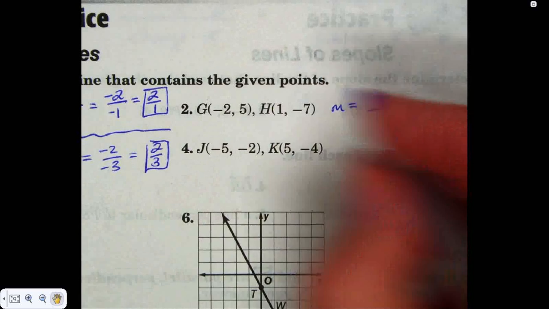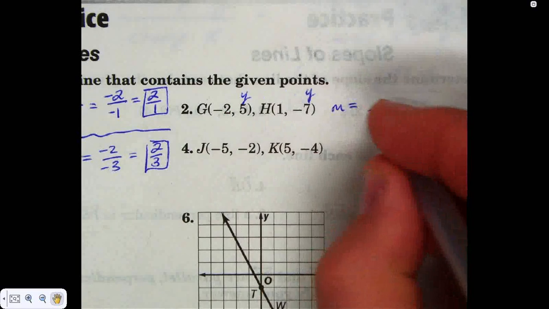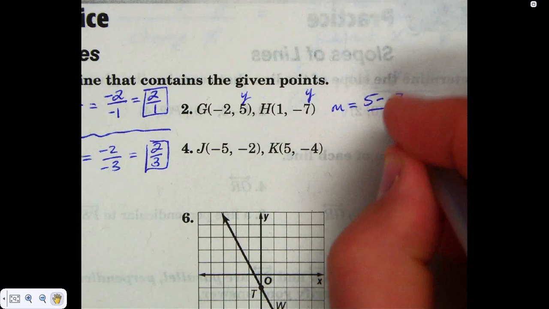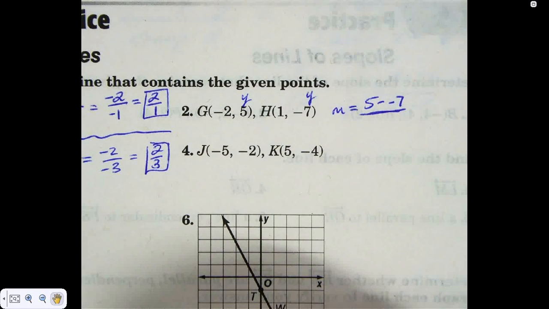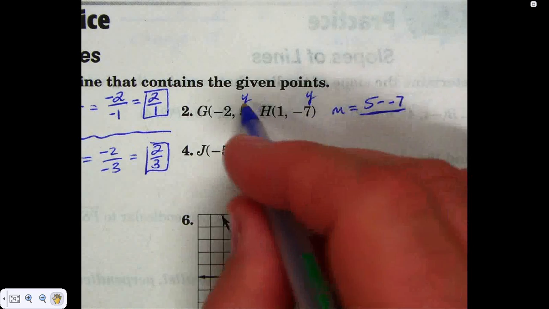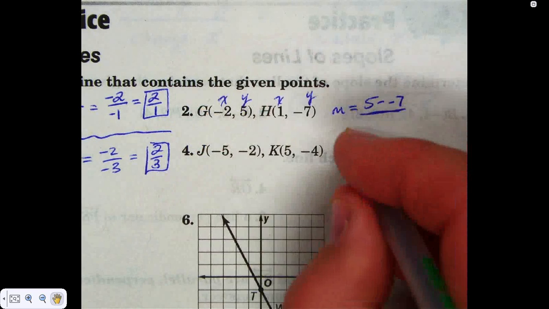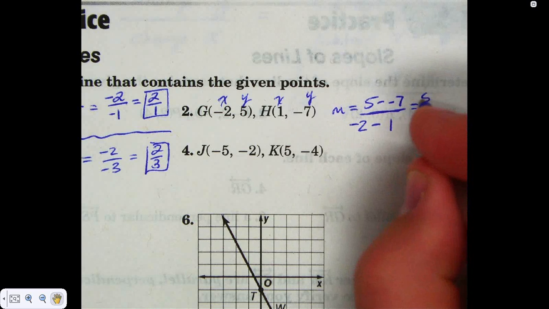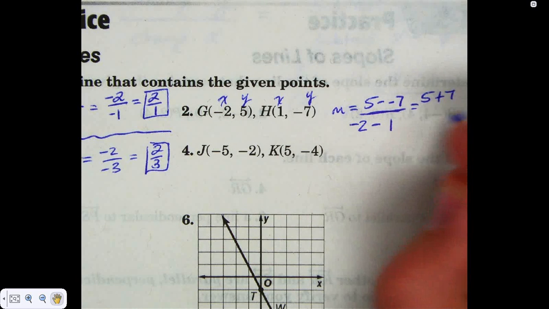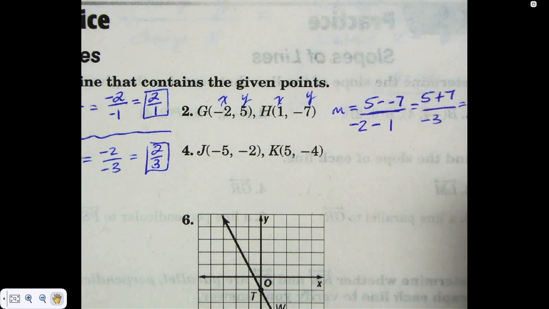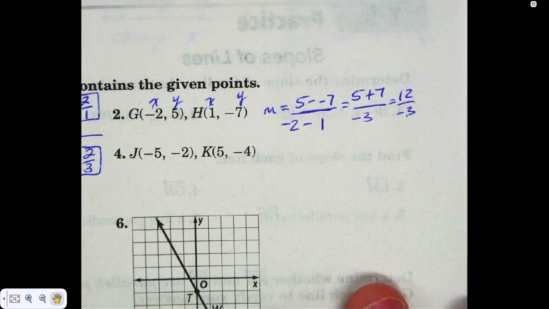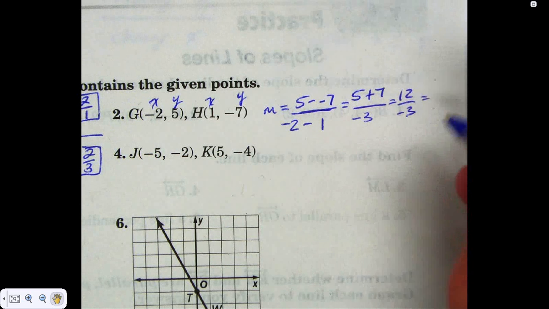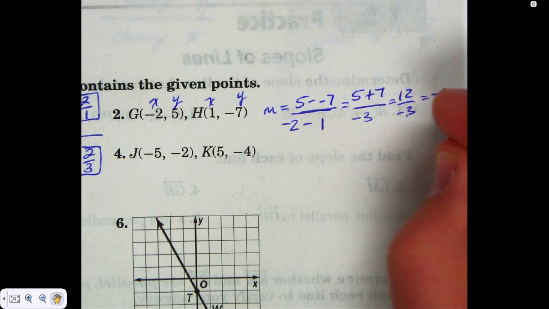What do I put on top first? So 5 minus what? Negative 7. I'd like to see that. Then, what are my x's? Negative 2 minus what? So this becomes what? 5 plus what? This becomes negative 3. So this is a what? Positive 12 over a what? What is 12 divided by negative 3? Or negative 4 over 1.